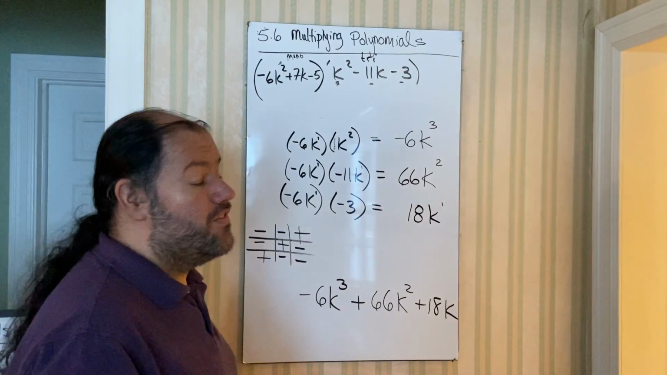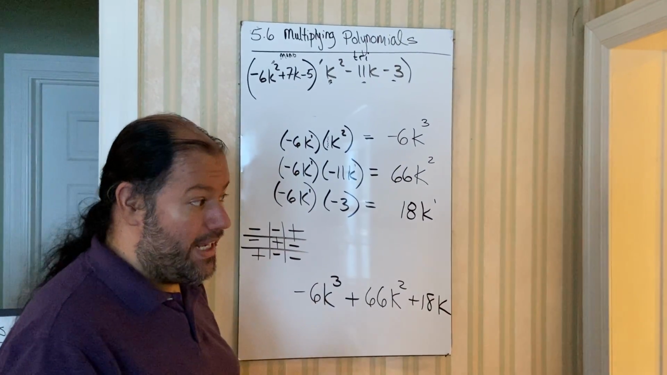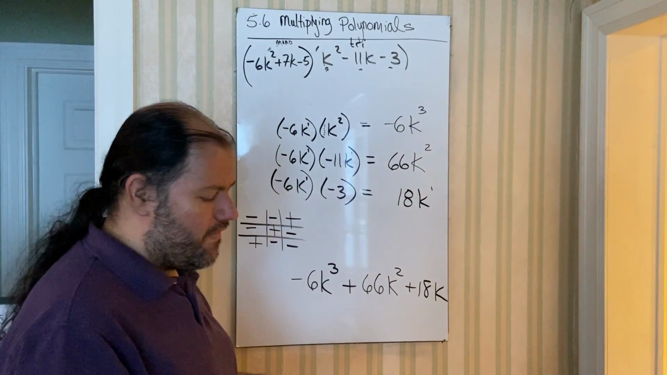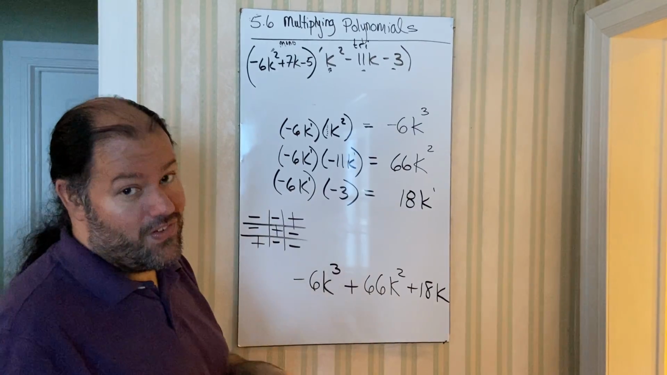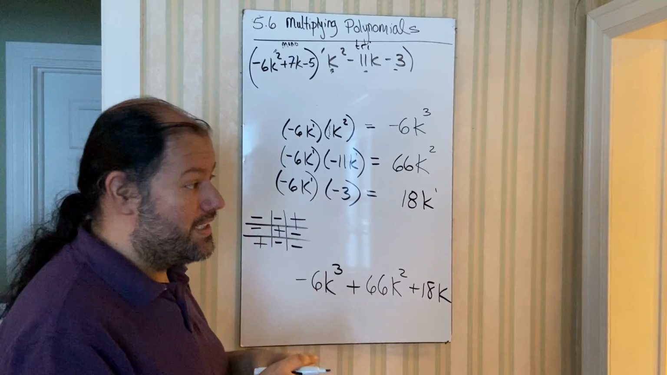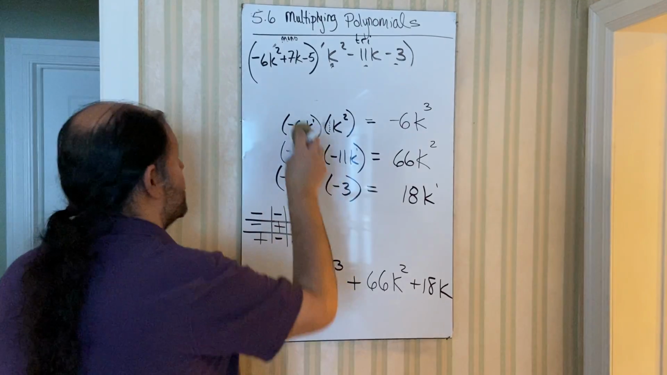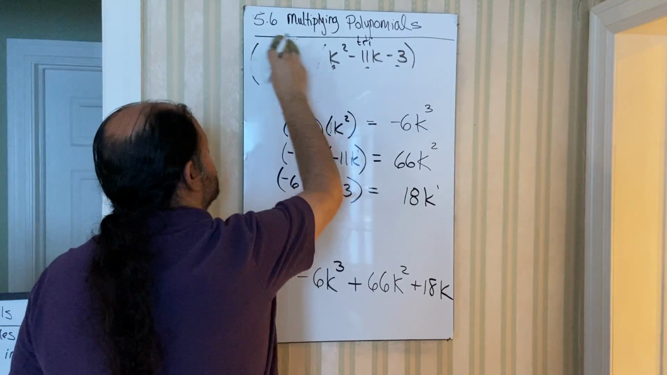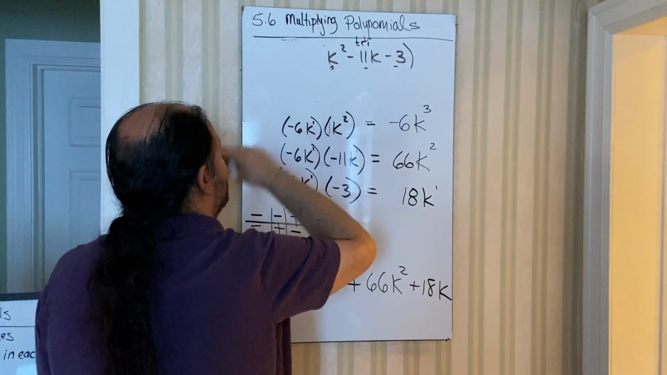So instead of using the distributive method for every problem, and we already said that we're not allowed to do FOIL for this guy because it wasn't a binomial times a binomial, let's introduce you to the method that I like the best.